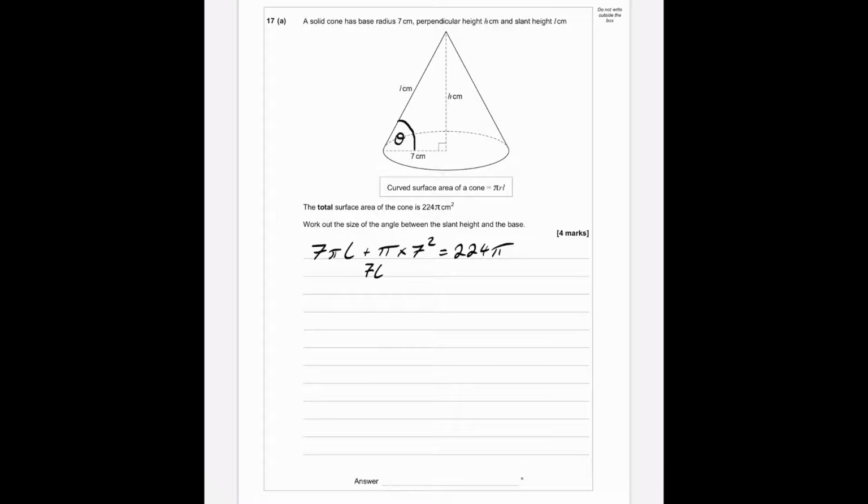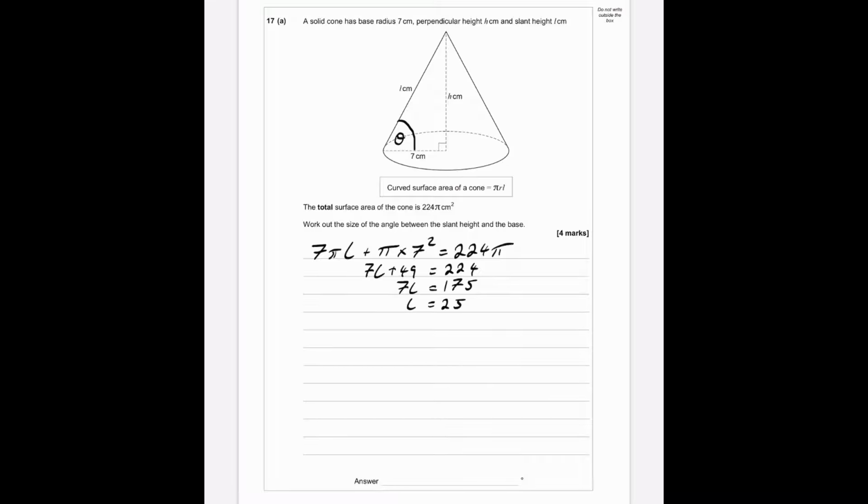First thing I do is cancel pi from everything, so leaving me with 7l, 7 squared is 49, and then pi's gone from the right hand side, subtract 49 from both sides, divide both sides by 7. We can calculate L to be 25. That's actually sufficient for us to work out this angle.